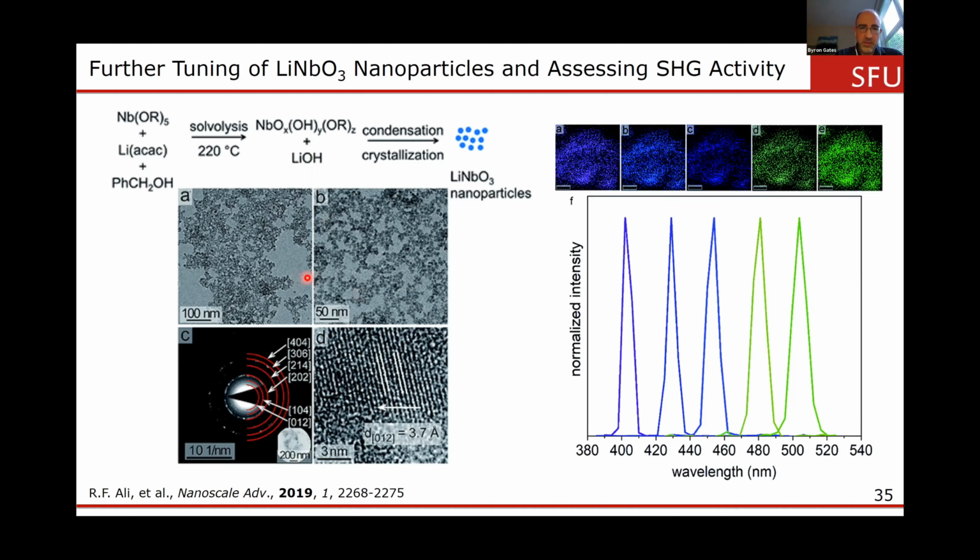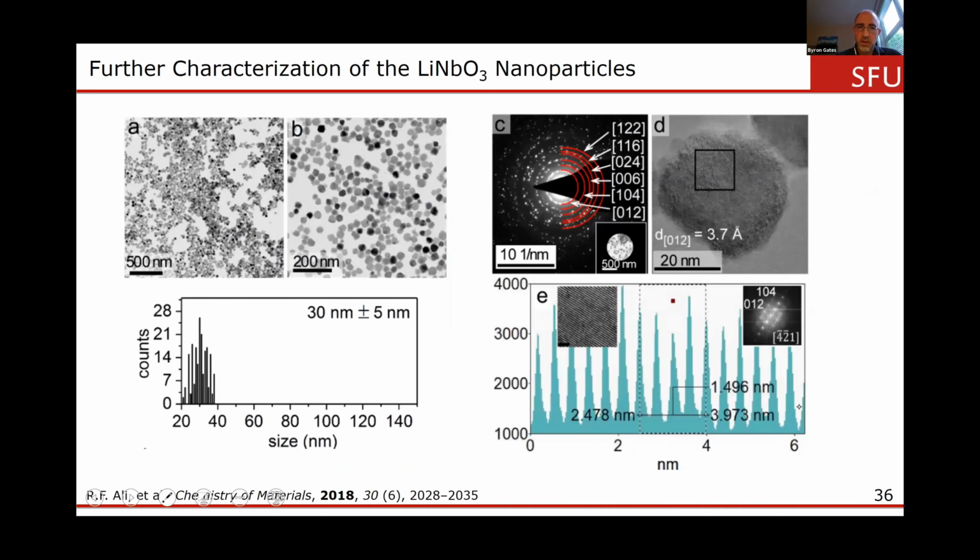In this case, we're able to form some very small particles. I'll characterize those further on the next slide. And we're able to see that we have a tunable second harmonic response across the visible range. And so another aspect of this is looking at 30 nanometer particles as just one example.